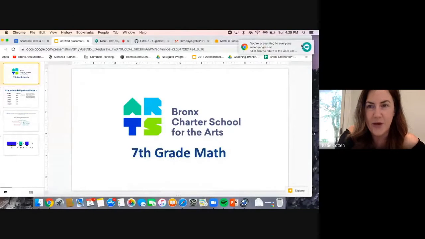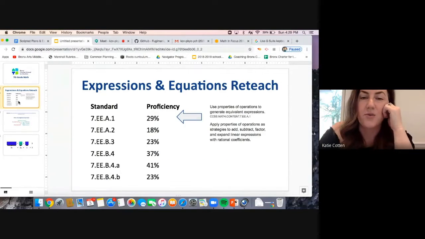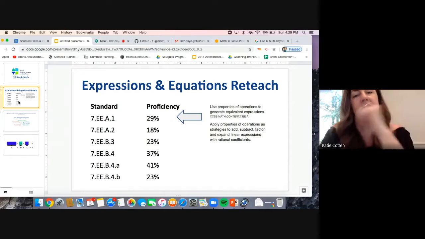All right, here we go. So before we left the school building, we had taken 3 different assessments. We had taken 2 ANETs and then 1 mock math assessment that was similar to what you would have seen if we had had a state test this year.